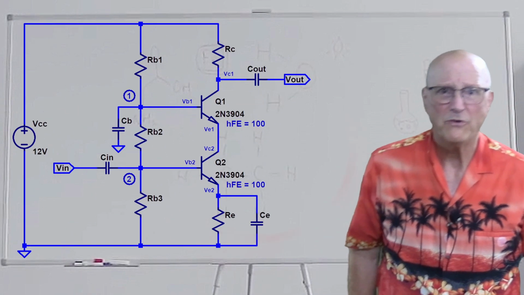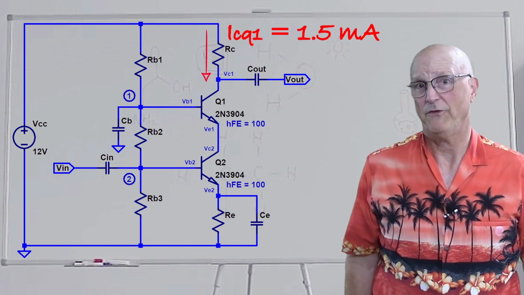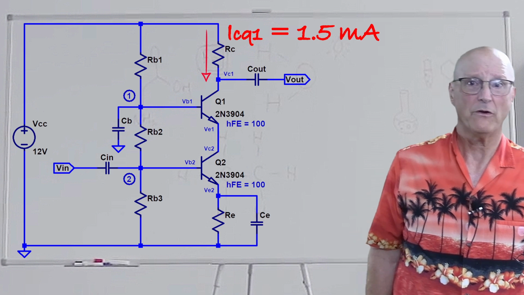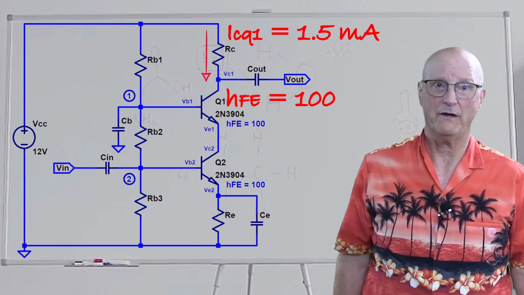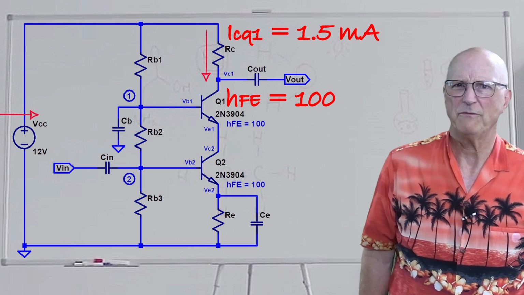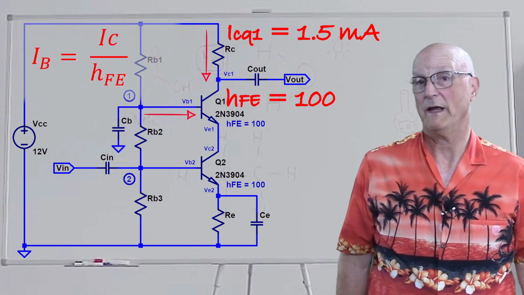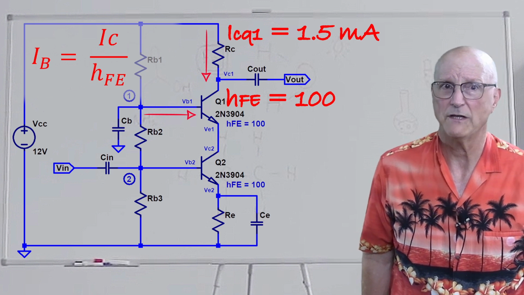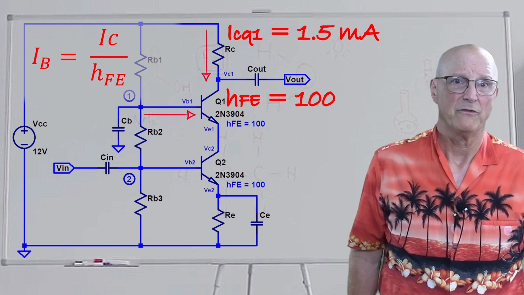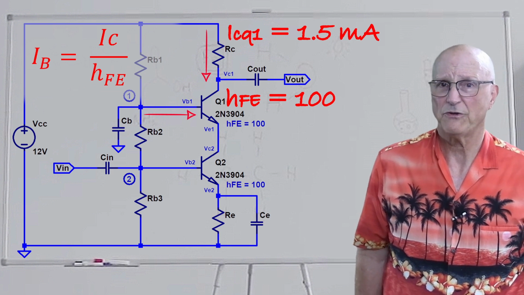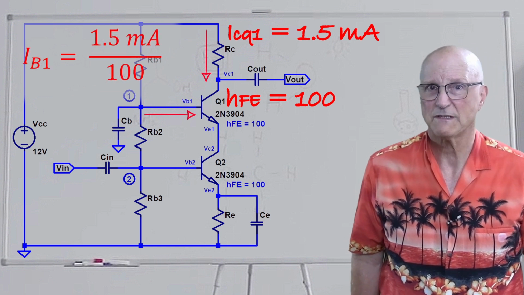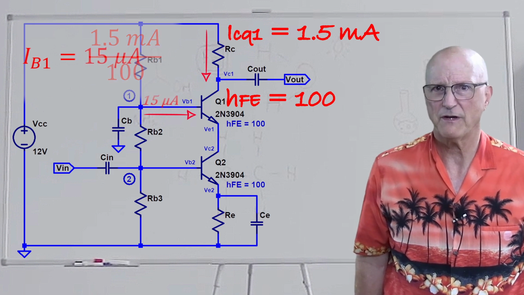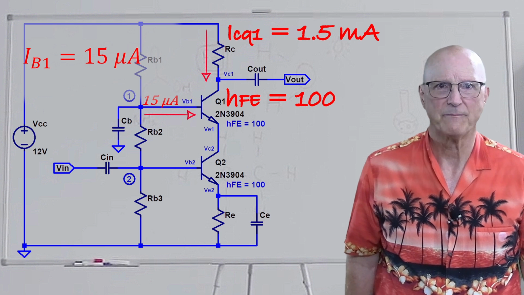Well, we know that Q1's collector current, or IC1, is 1.5 milliamps, and its current gain, HFE, is 100. We know that the quiescent base current is equal to the quiescent collector current divided by the transistor's current gain, or HFE. So, the quiescent base current is equal to 1.5 milliamps divided by 100. Which gives us a quiescent base current of 15 microamps.